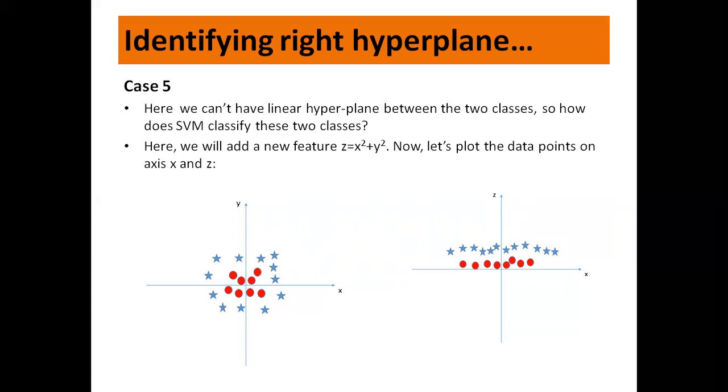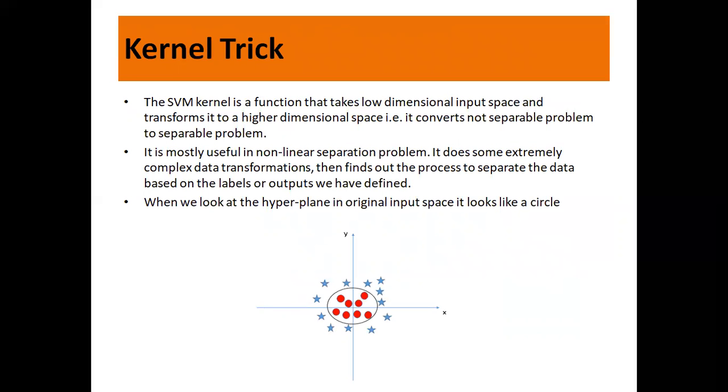But another question which arises is, should we need to add this feature manually to have a hyperplane? No. The SVM algorithm has a technique that we call the kernel trick. So what is this kernel trick? It is a function that takes a low dimensional input space and transforms it into a higher dimensional space. It converts a non-separable problem to a separable problem. It is mostly useful in non-linear separation problems. It does some extremely complex data transformations and then finds out the process to separate the data based on the labels or the outputs we have defined.